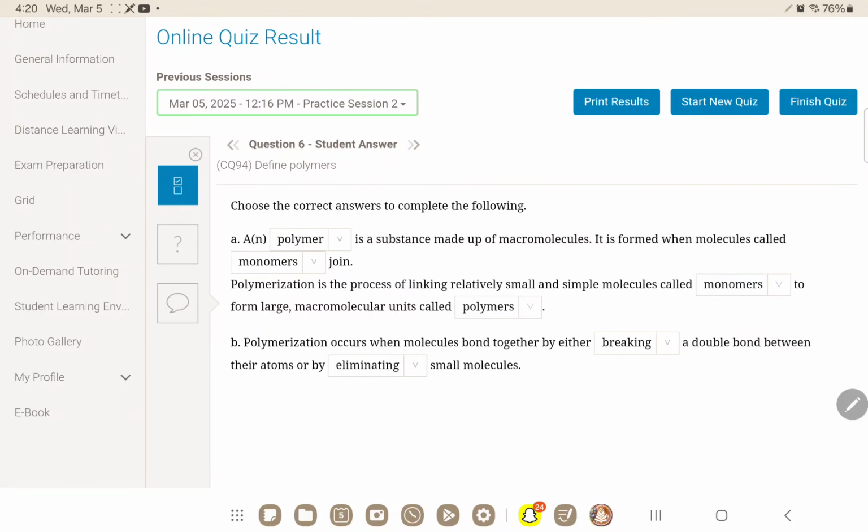Okay, this is all memorizing, but okay. So a polymer is a substance made of macromolecules, and it's formed when molecules called monomers join. So polymers are made out of monomers. Polymerization is when you link small and simple molecules, which are monomers, and they form polymers.